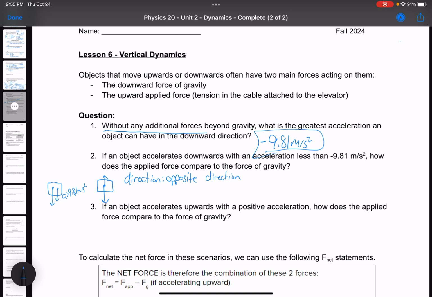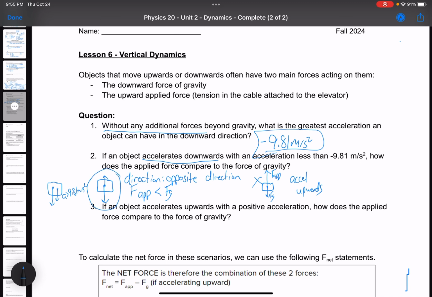Okay, so how does the applied force compare to the force of gravity? It has to be opposite direction, and then my force applied must be less than my force of gravity. And how do I know that? Well, if my free body diagram looked like this, where my applied force was larger than my force of gravity, this thing would accelerate upwards. Okay, but the question tells us that it accelerates downwards. So the downwards force is still larger. Just the applied force is canceling some of it out. Okay, so this free body diagram over here would be my correct one.